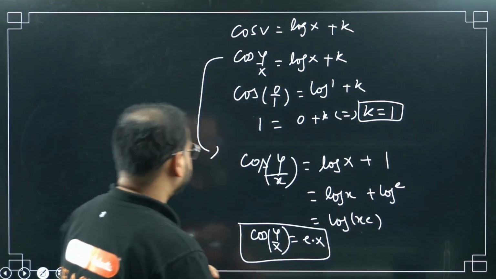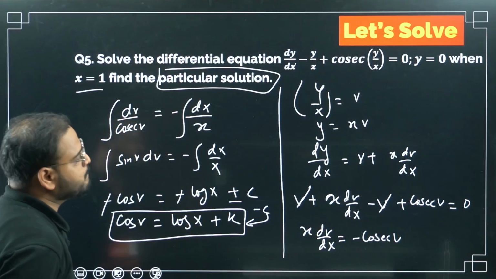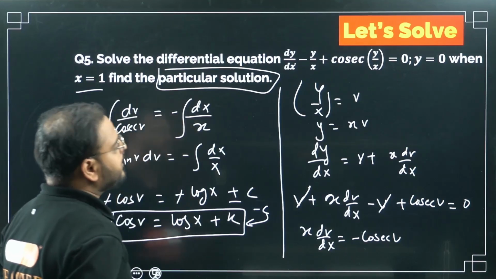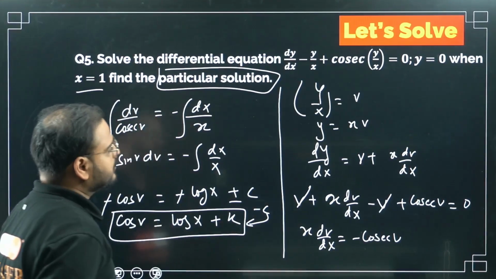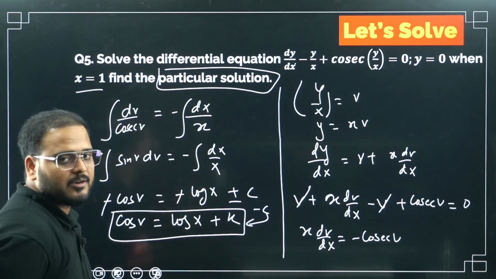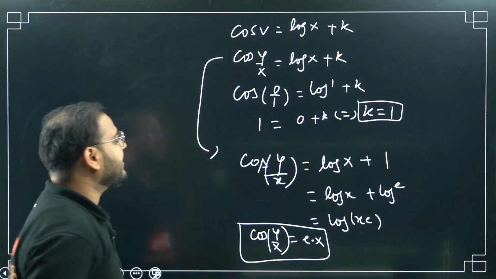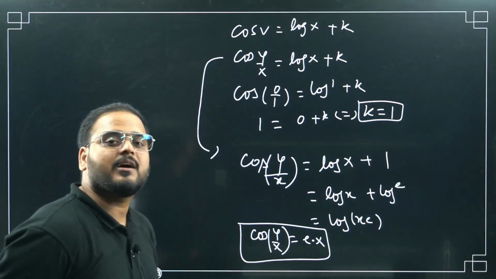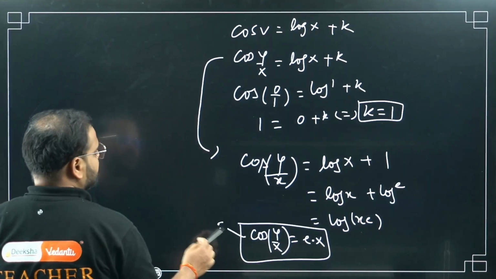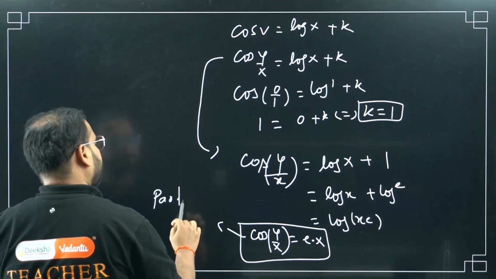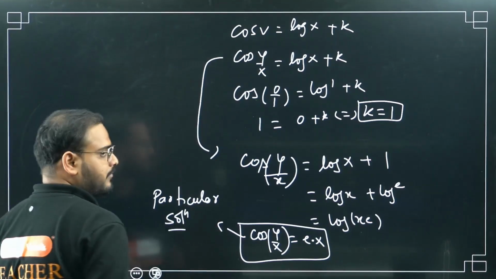All right, let's have a look from the beginning. What I've done: y by x as v, then the differentiation of y with x, then substituted back and found the new differential equation, used the variable separable method, did the integration, substituted back the value of the variable v in terms of y and x, used the condition for x and y given to find the constant value, and this is my particular solution.